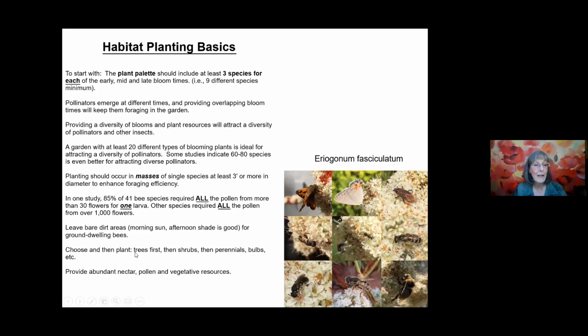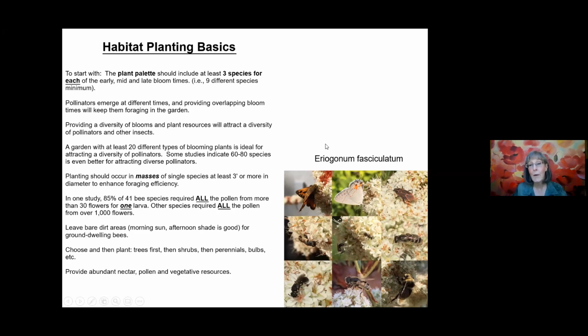The way to plant up, you start with trees first, then shrubs, then perennials, then bulbs, vines, and so forth. You want to provide abundance. Abundance is the key thing here. You want to provide as much food as possible.